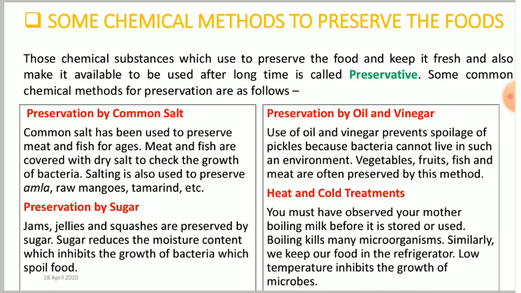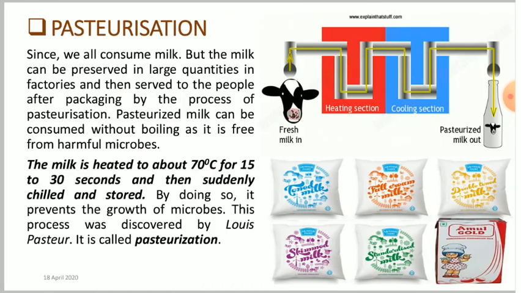As we have learned about preservation, one such method is used in a larger quantity, that is the preservation of milk with the help of the pasteurization technique. Now what is this pasteurization technique? If we boil the milk at 70 degrees Celsius for 15 to 30 seconds and then suddenly cool that milk to 0 to 5 degrees Celsius and store it, that particular process is known as pasteurization.